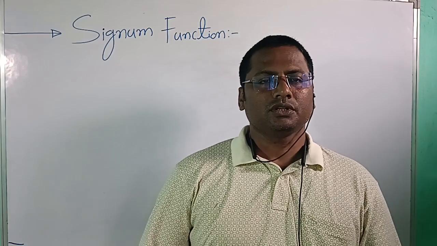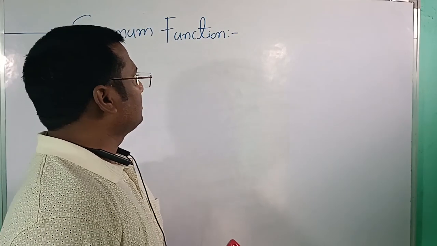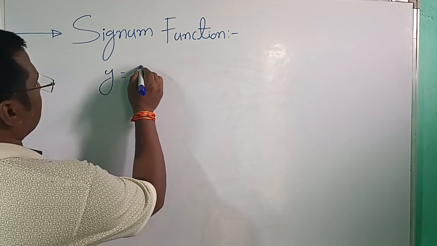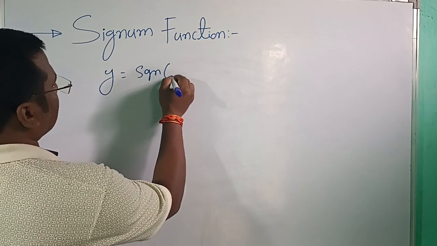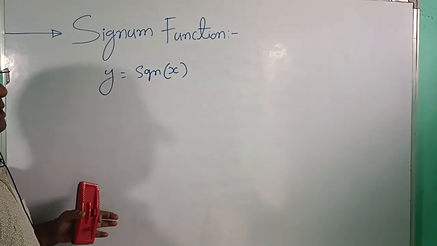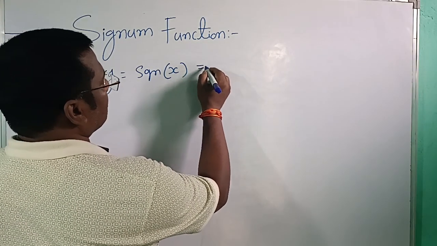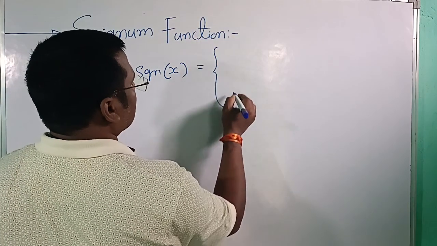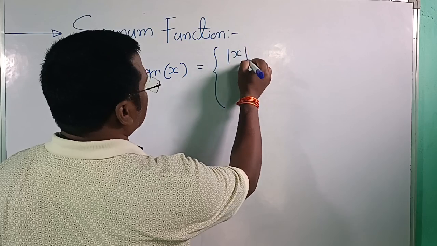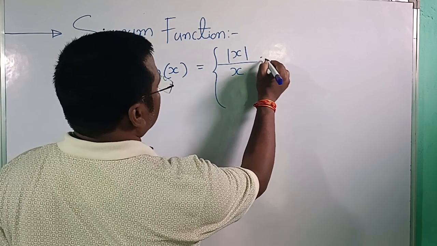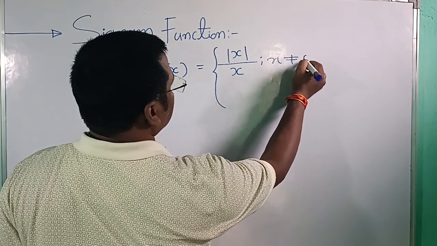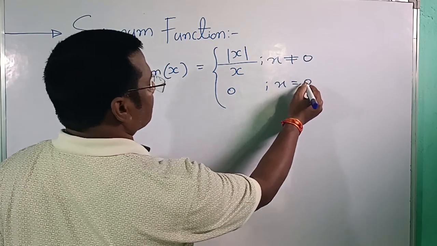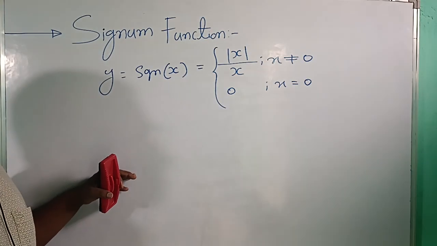Okay, so the signum function is y equal to sgn x, or mod x upon x, x is not equal to 0, and this is 0, x equal to 0. This is the signum function.